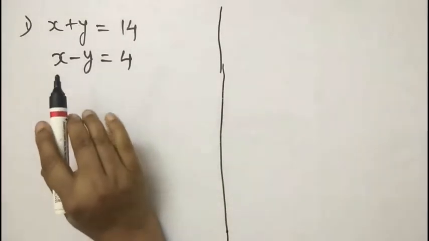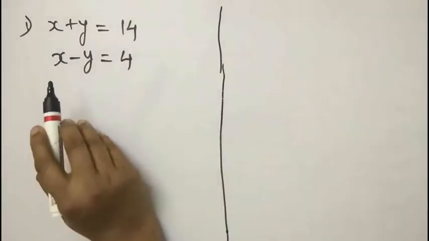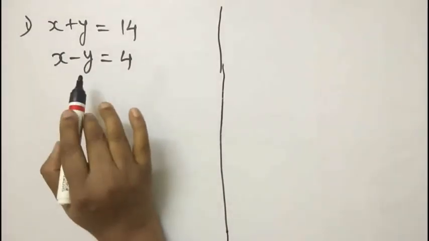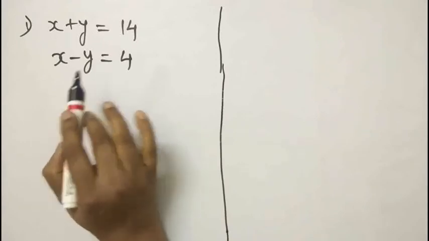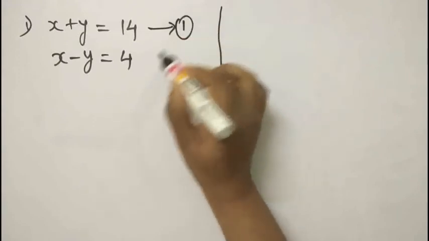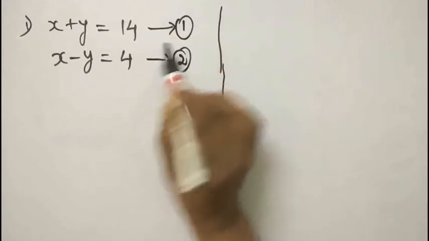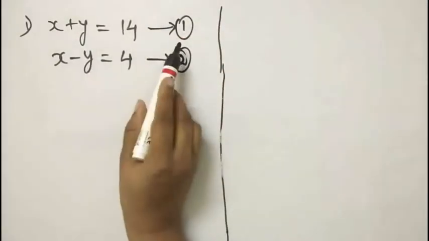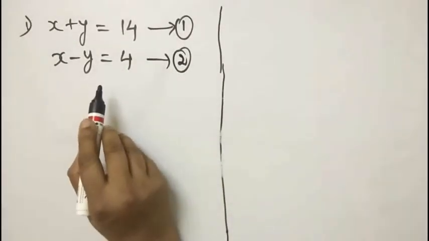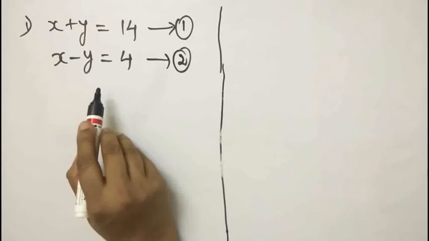You have to get the value of x and y as I explained before. As these are intersecting lines, you have to get the values of x and y after solving the equations. So let this be equation 1 and let this be equation 2. Now observe carefully how I am solving using the substitution method.